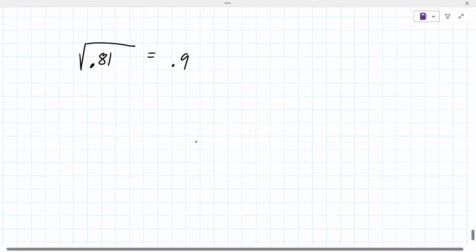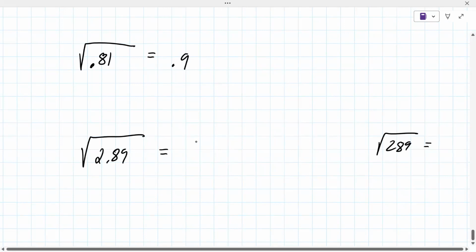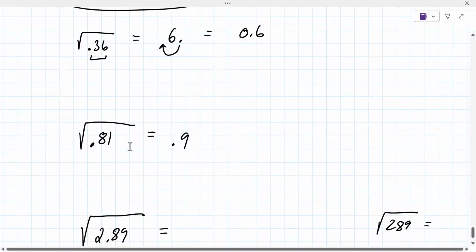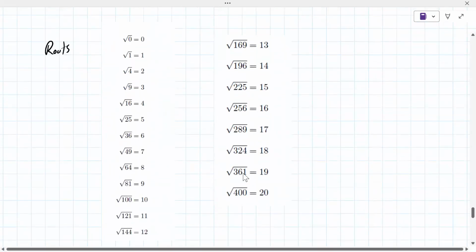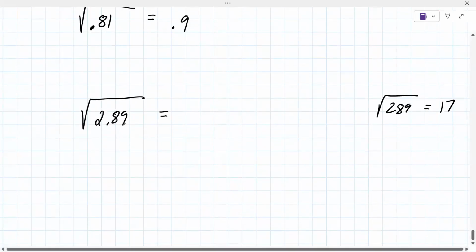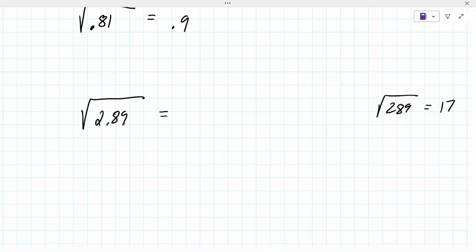Where it becomes more complicated is, what if it's the square root of 2.89? You have to remember, what's the square root of 289? Are you allowed to use the calculator, or is it all by hand? Normally, it's all by hand. Okay. So I guess the answer is you need to know all of these. So spend some time with note cards or Quizlet, something like that. So what would the square root of 2.89 be if the square root of 289 is 17? 1.7.